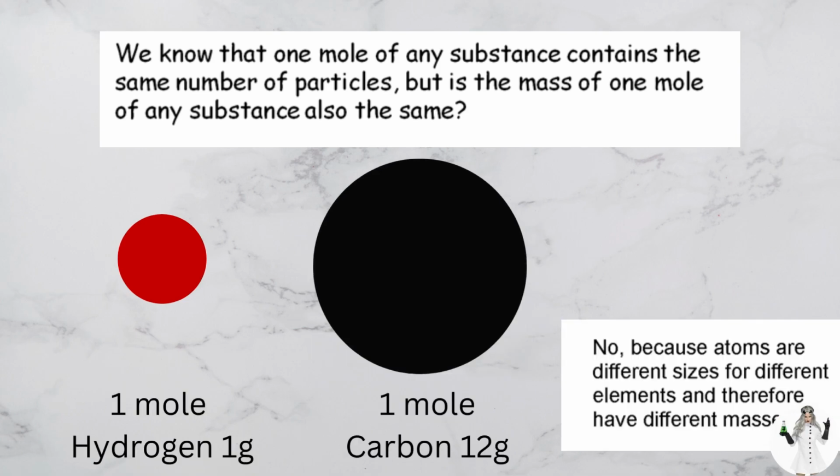So in this example, an Avogadro's number of hydrogen atoms, or 1 mole of hydrogen atoms, will have a mass of just 1 gram, whereas 1 mole of carbon atoms will have a mass of 12 grams. They are 12 times bigger.